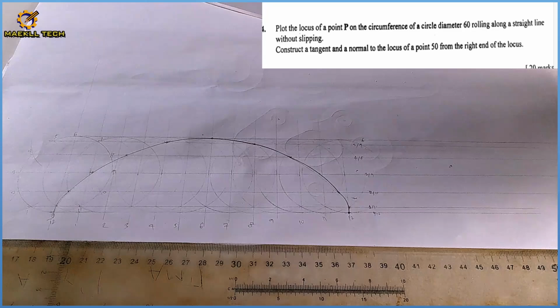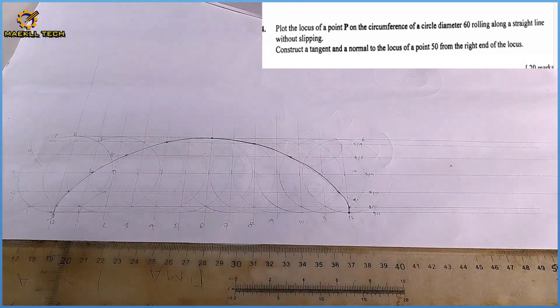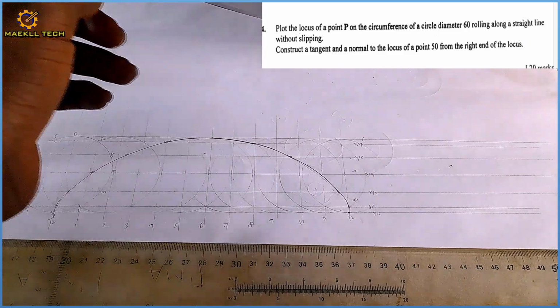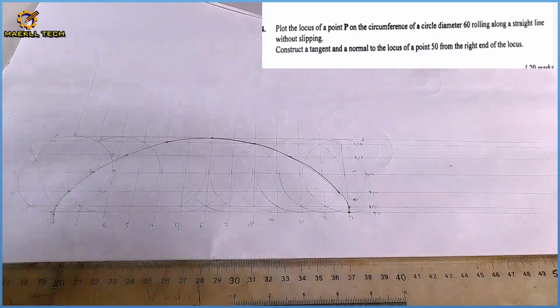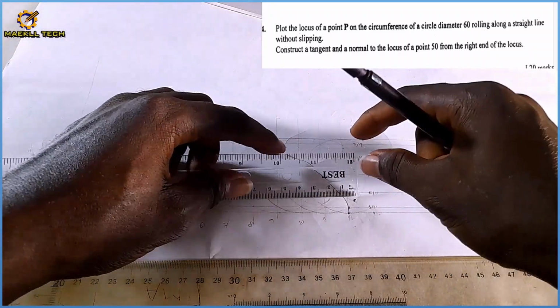Now the second part actually says we should draw a tangent and a normal to the locus on a point 50 from the right end of the locus. Now, where is the right end of this locus? It is here. So point 50 from the right end.